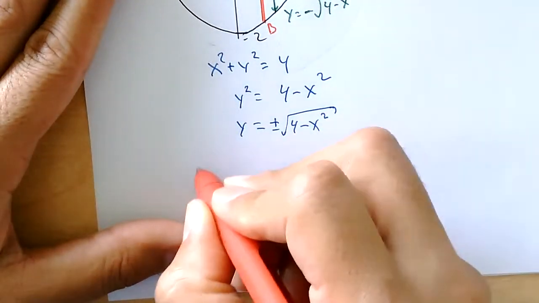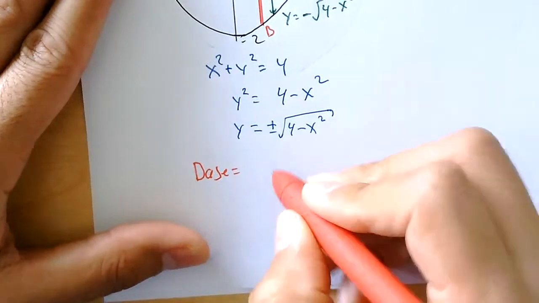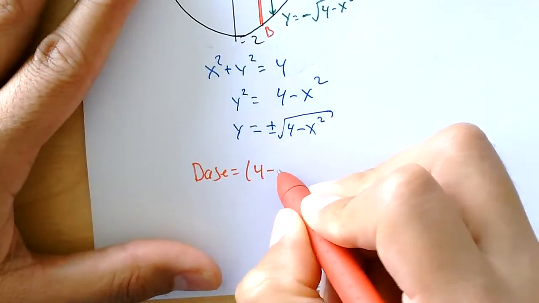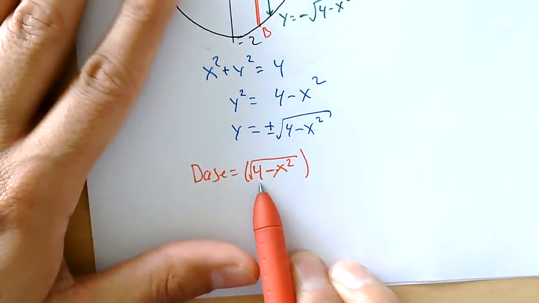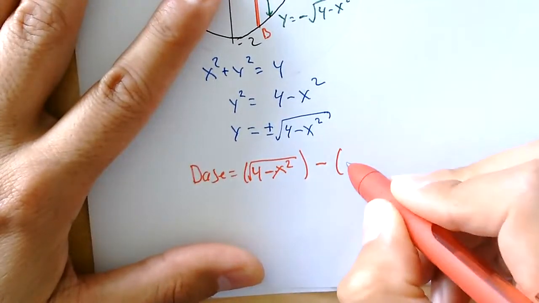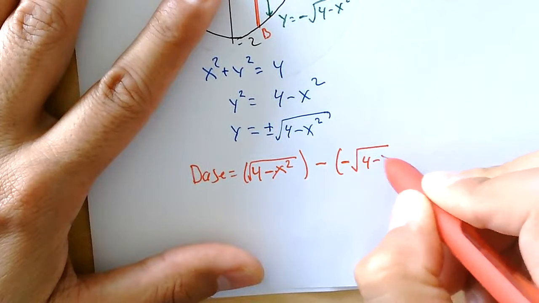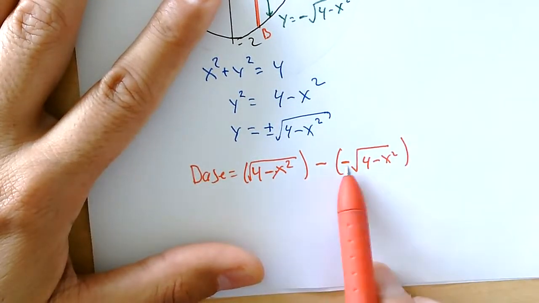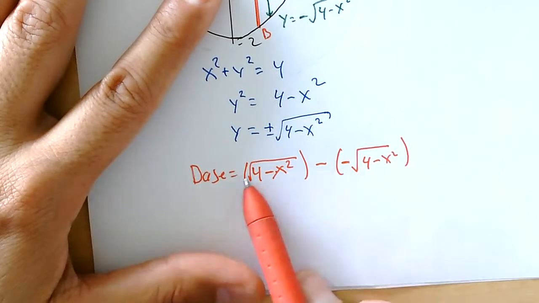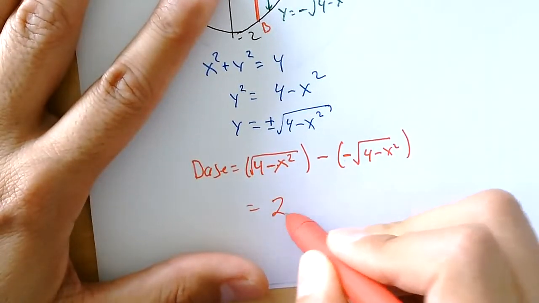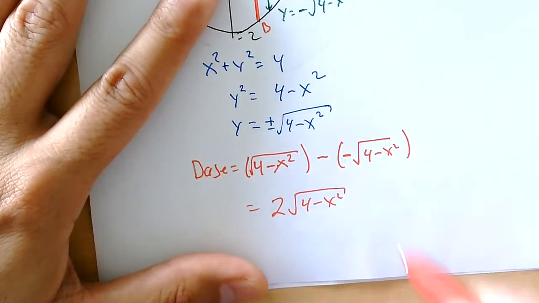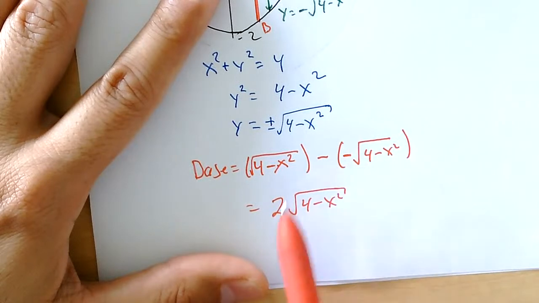So the base is the top, the square root of 4 minus x squared, minus the bottom, which is a negative, be careful with that. When I subtract, yes, that becomes a positive. So you have one of those plus another one of those, which means the base would be 2 of those. Top minus the bottom becomes a plus, so there's 2 of them. So that's my base.